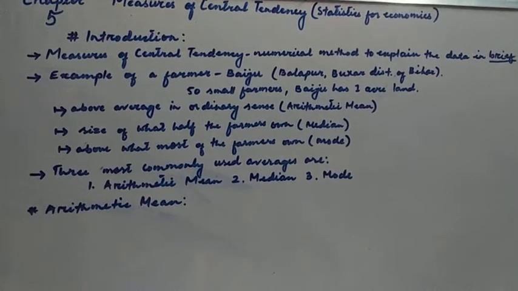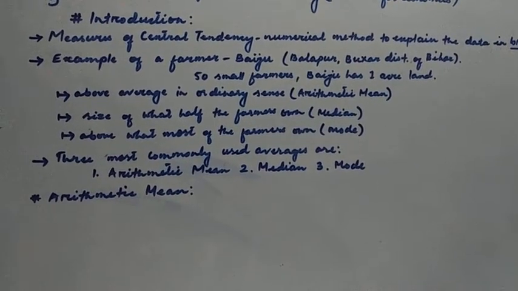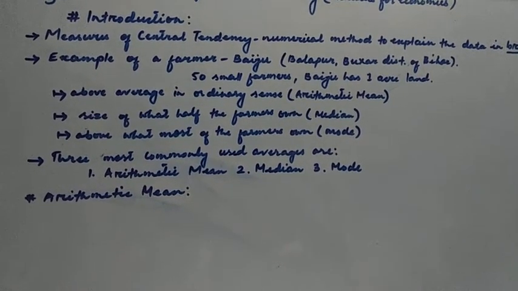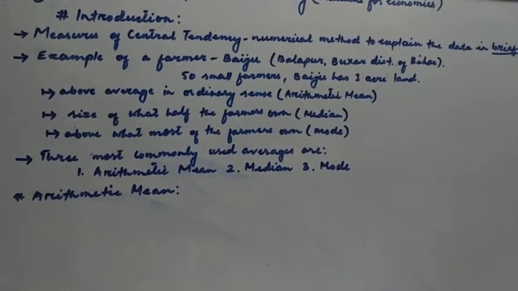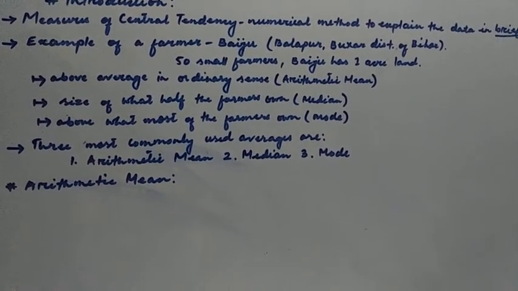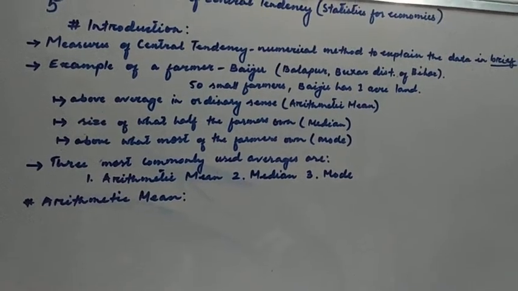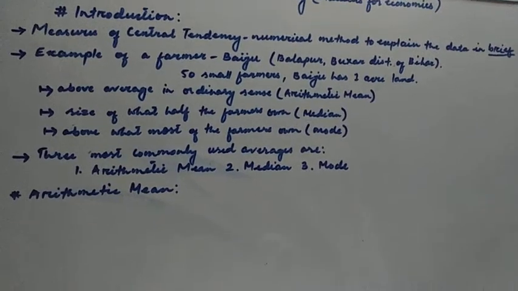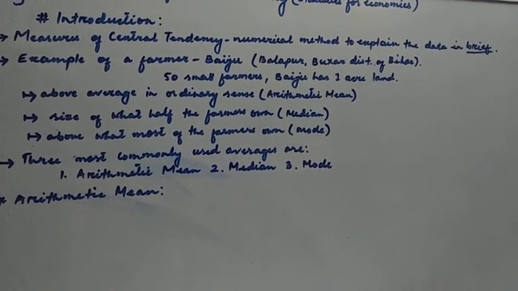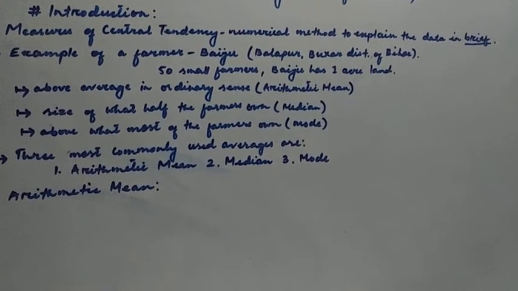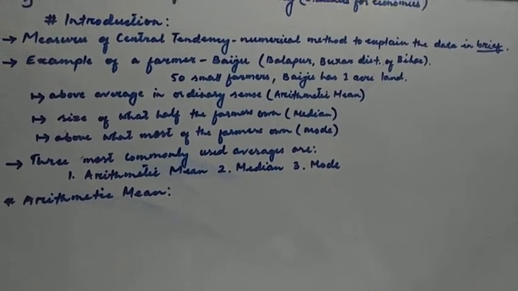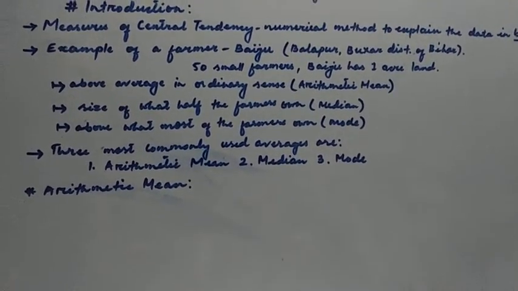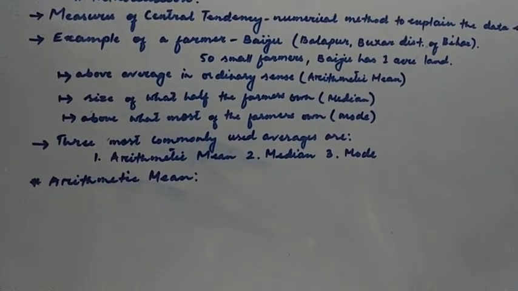So let us take one example here. Baizu is a farmer. So he grows food grain in the paddy field, and he owns a land in a village in a district of Bihar. So the village consists of 50 small farmers, and Baizu has 1 acre of land. So you are interested in knowing the economic condition of these small farmers of that village, and you want to compare the economic condition of Baizu in that particular village, comparing the other farmers with Baizu.